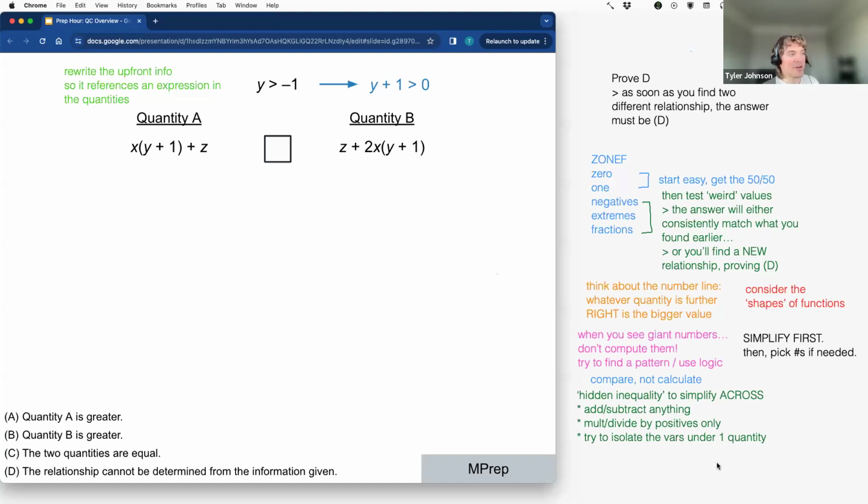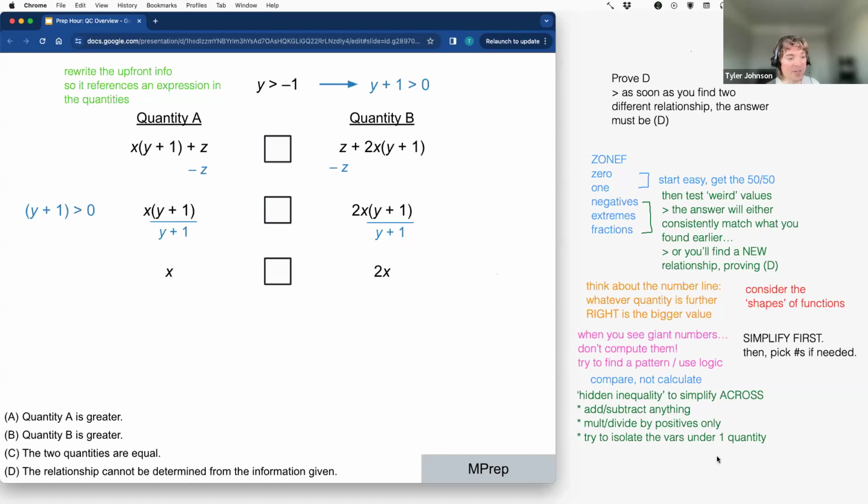First thing I would do to simplify across the two quantities, though, is notice that z that's kind of slapped onto both quantities. That's just hanging out there on its own, so subtract that out. And then from here, recall that we have discovered that y + 1 is something positive. That makes it safe to multiply or divide by. Now, if you did this without acknowledging that y + 1 is positive, be careful. That can cause some trouble later on. You never want to multiply or divide unless it's by something you've proven to be positive.